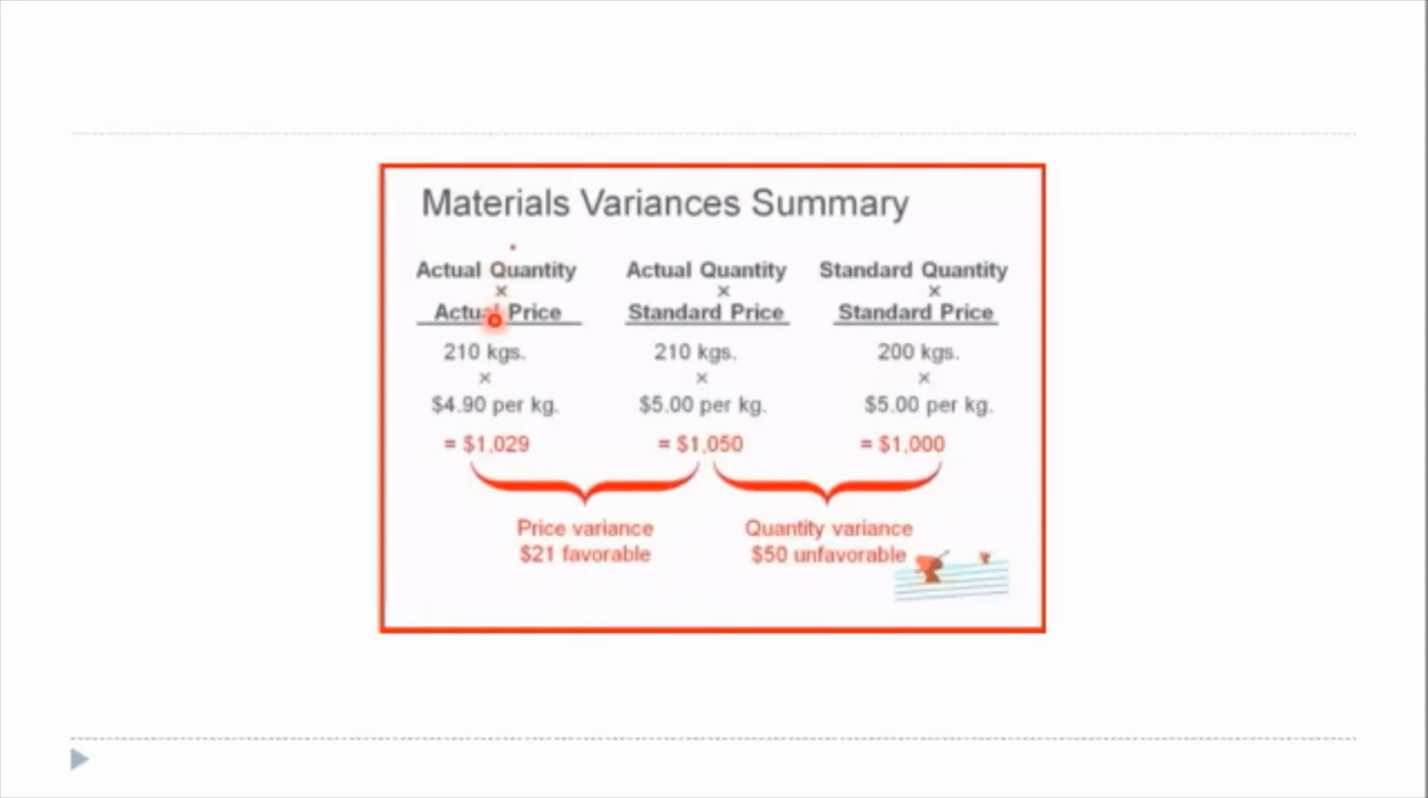The price works the same way. We have a favorable price. We paid this, which we should have paid that. Okay, so we have $21 favorable. When we add these two together, we will get the difference between these two.